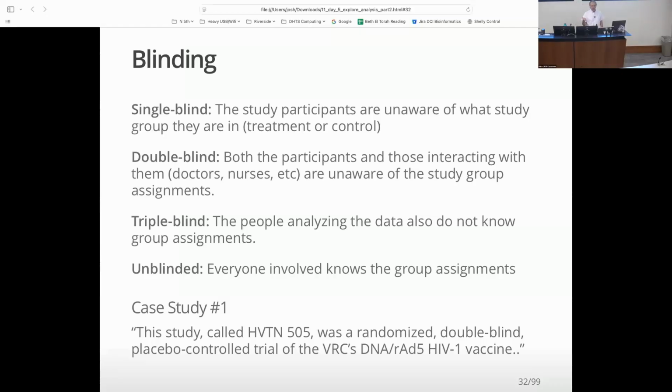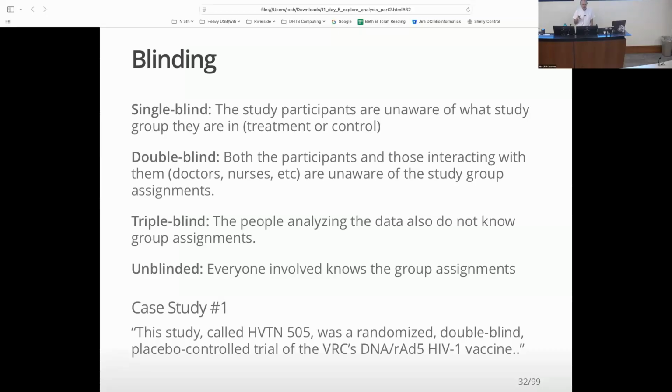Single blind usually means that the study participants don't know what study group they're in. So assuming there's a treatment and control, right? Maybe you're having some people take aspirin to see if it cures their headache, and you have other people taking placebo. The participants don't know whether they're getting aspirin or placebo.